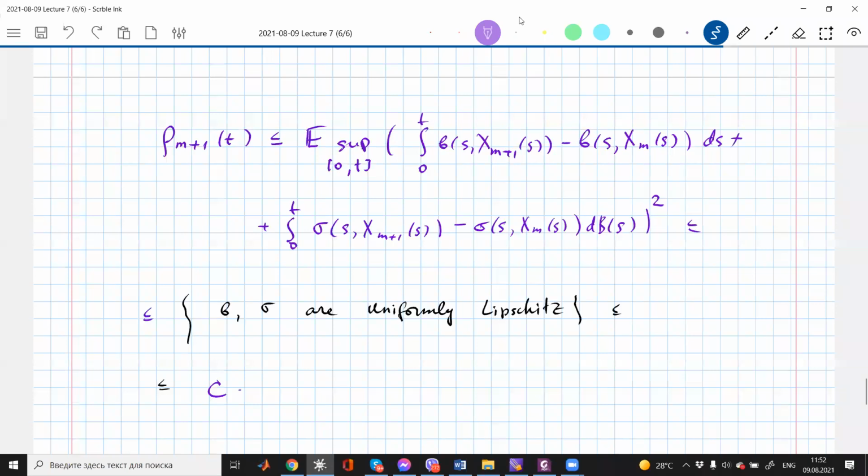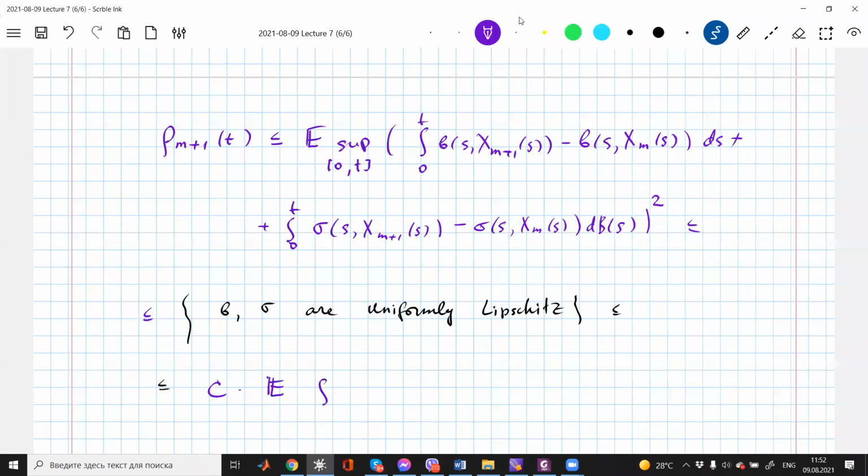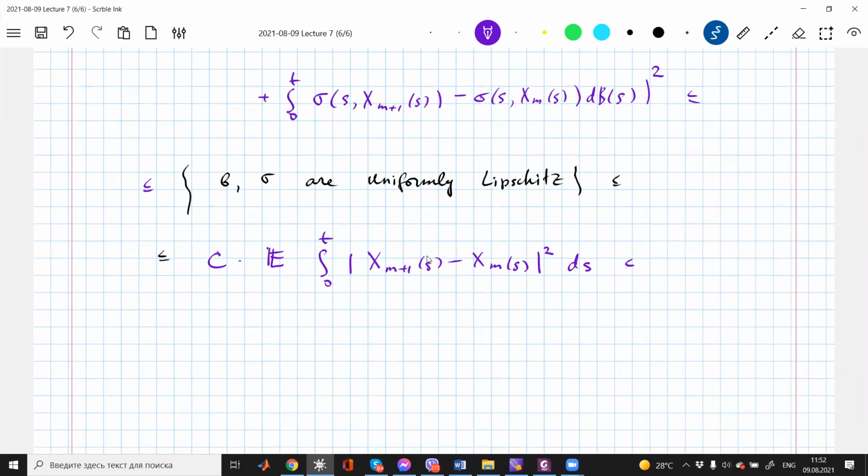So this is less or equal than the expectation from 0 to t, and here I will write x m plus 1 from s minus x m from s to the square ds. And the one step I want to have here is the supremum as well. And this is not more than some constant, and here the integral from 0 to t. I will write just here a supremum from 0 to s, of x m plus 1 from r minus x m from r to the square ds.